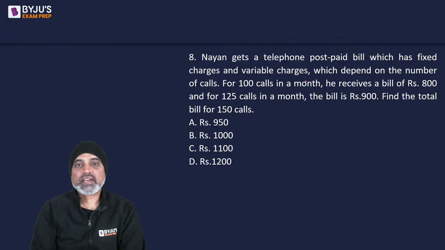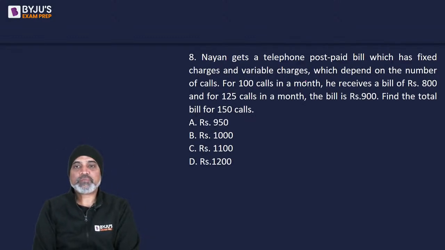Next one. Nayan gets a telephone postpaid bill which has fixed charges and variable charges which depend on the number of calls. For 100 calls in a month, he receives a bill of rupees 800, and for 125 calls in a month, the bill is rupees 900. Find the total bill for 150 calls.